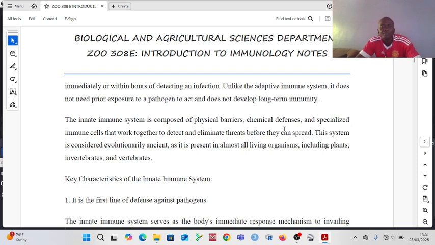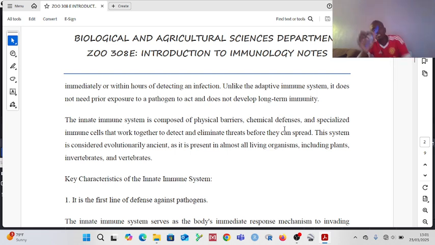So for it, it does not need prior exposure because it does not have memory. Okay. And it does not as well develop long-term immunity. For it, it works fast and it does not need prior exposure to a pathogen for it to work. And after it has dealt with that pathogen, it does not develop memory of that pathogen.